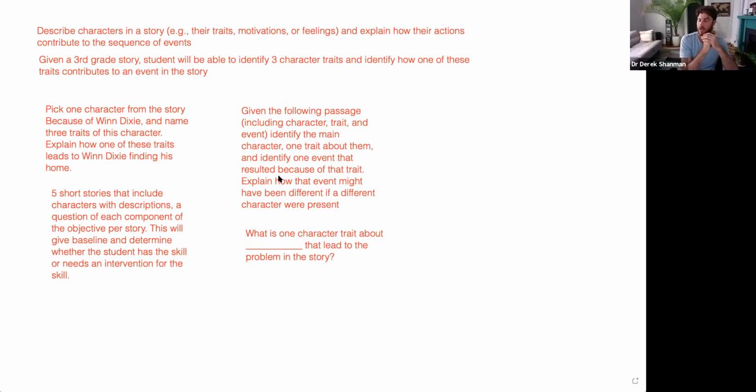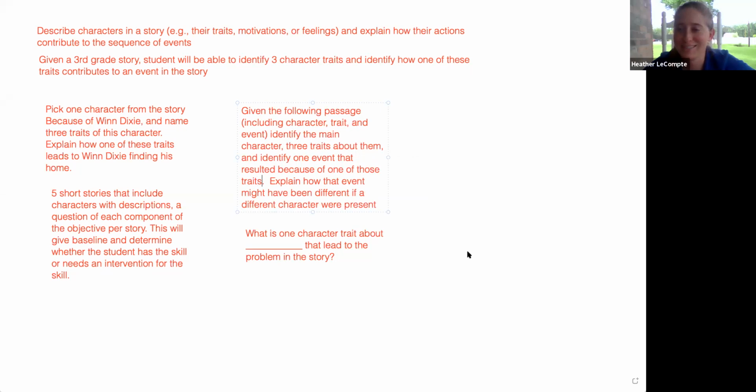Say that again. It seems like this objective would be like they have to identify the 3 traits from one character, and then take one of those traits and tell why it contributed to the event of the story. So if I change this to 3, with the event because of one of those traits, is that better? Yeah, I think that would cover it. I think so too.